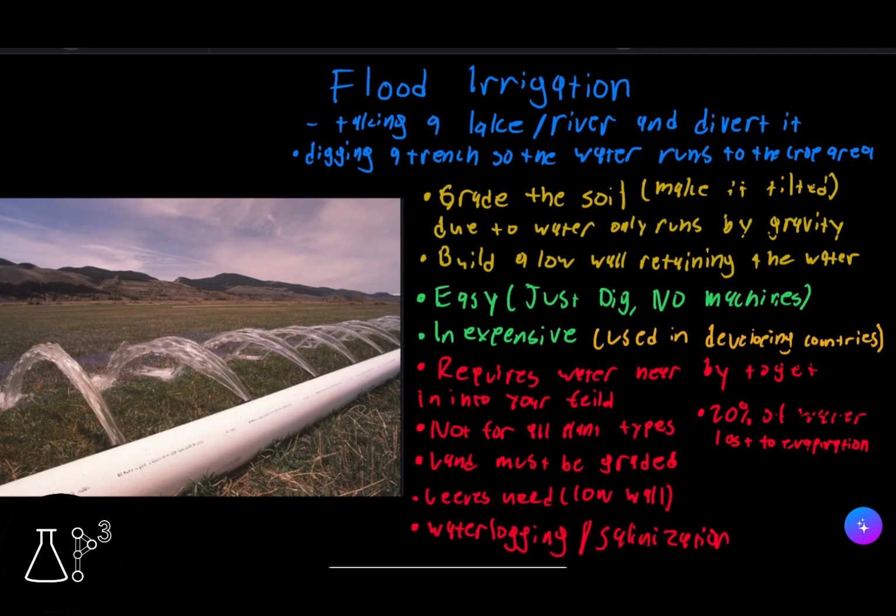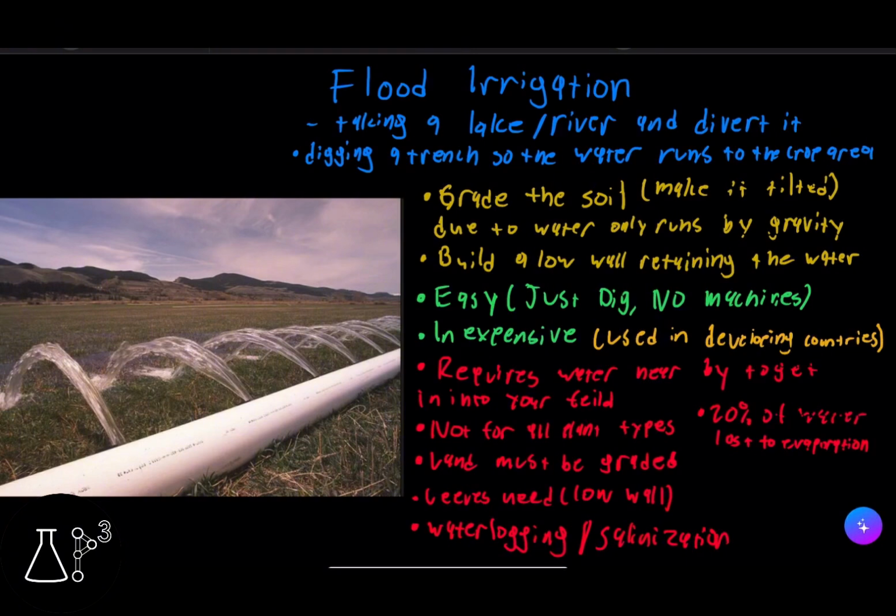Now the bad part about it is that it requires water nearby to get into your field, and 20% of the water is lost due to evaporation. You're going to see a pattern with irrigation that a large percentage of water is lost because of evaporation, in this case 20%, but there's going to be one specific irrigation that has a lower percentage of water loss due to evaporation.